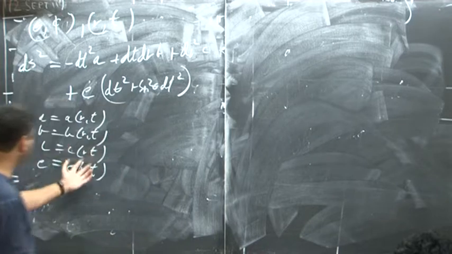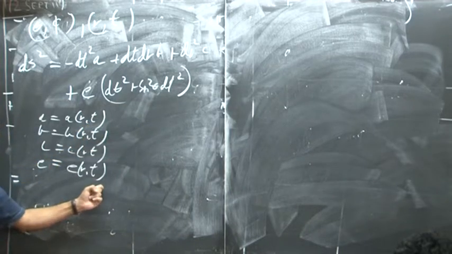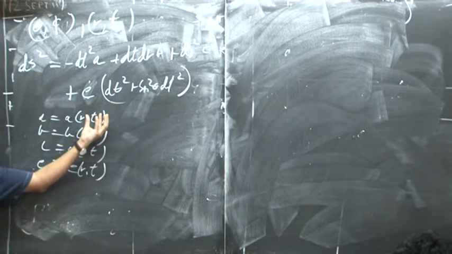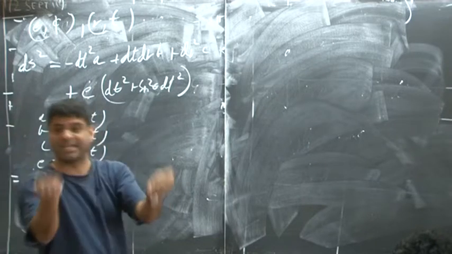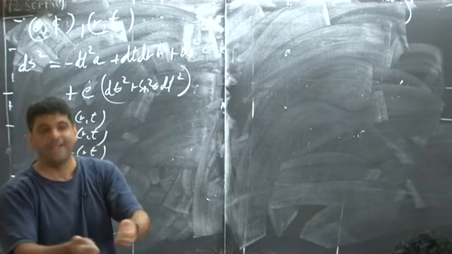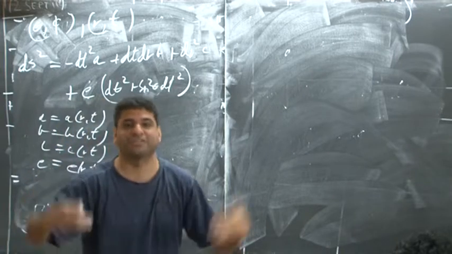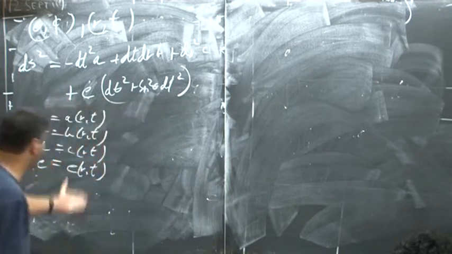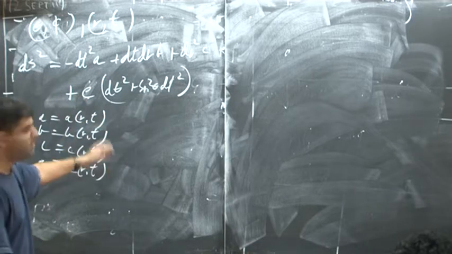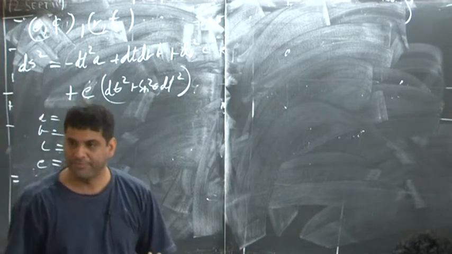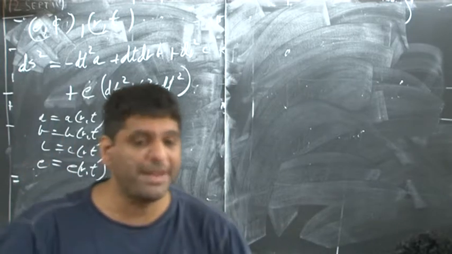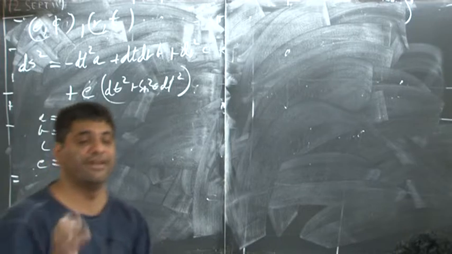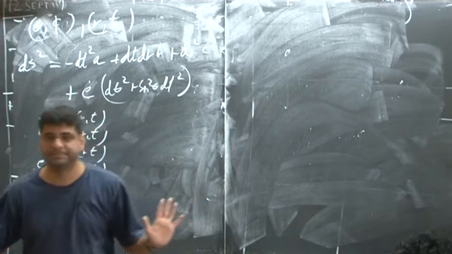Okay? So the only scalar function, the only combination of theta and phi that can appear here, is some function of your coordinates on the sphere, some scalar function, that is invariant under rotations, and there's no such function apart from the constant. So these things could not have depended on theta and phi without sacrificing rotational invariance. Okay? So this is the most general metric that preserves rotational invariance. Is this clear?